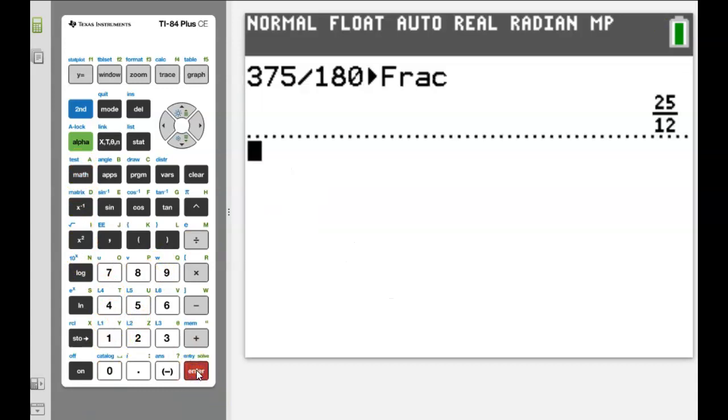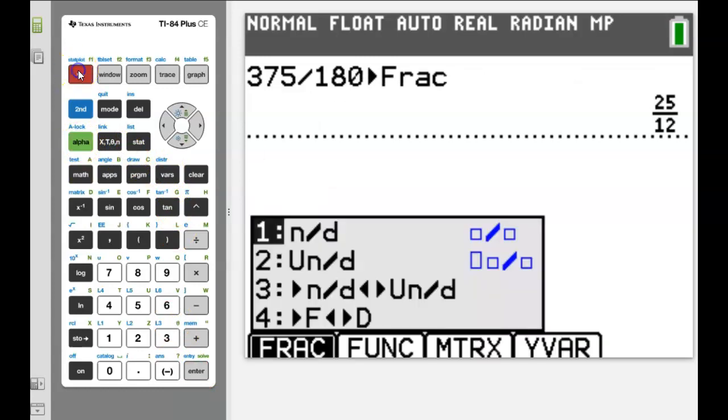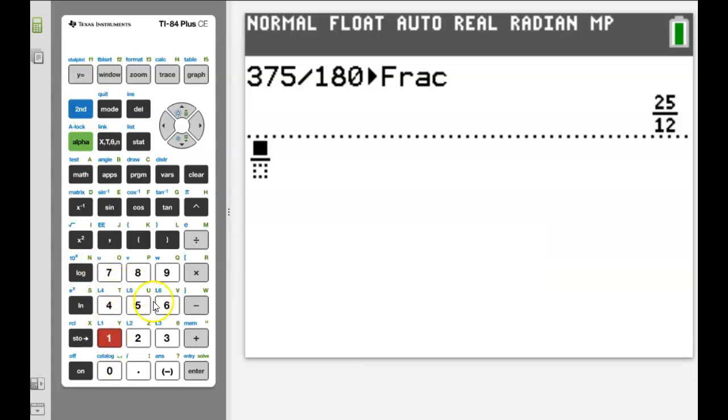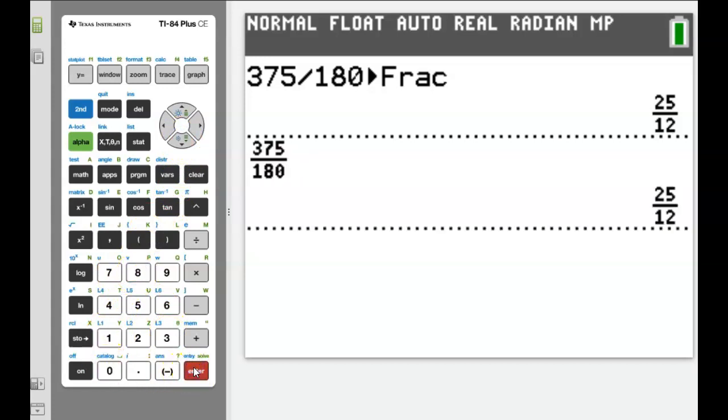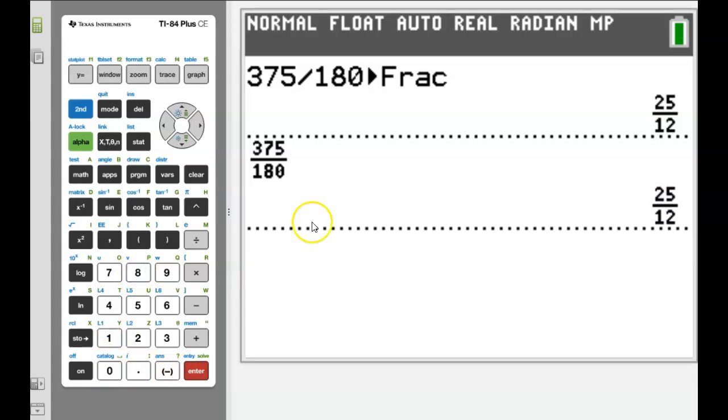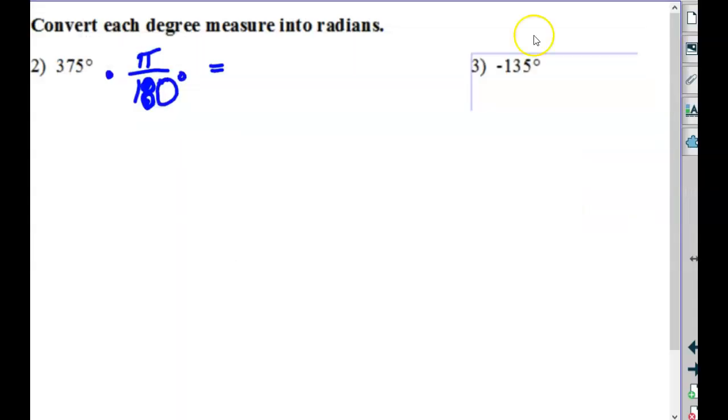Or there is another way to do that. If you are using mine, is it alpha y equals? Yes. Alpha y equals, and then it's choice 1, and you could type 375 over 180. And then I think when you hit enter without doing the whole math enter enter thing, it would reduce it. Okay, so if that's new to you, welcome to my world.